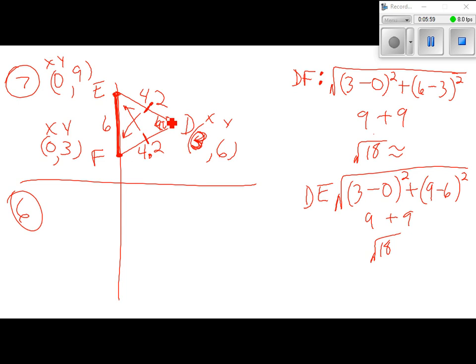So they didn't ask us to find the sides, so we didn't need that answer. So subtract 180 minus 90, what's that give us? 90. Divided by 2, 45. So the other two angles are 45 degrees. Is that all they ask us for? Those two answers.